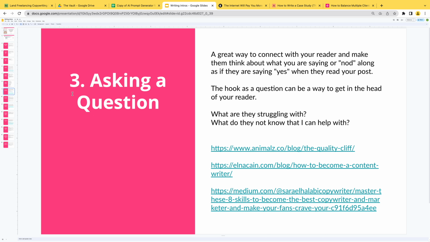The next way you can create a hook is by asking a question. You want to connect with your reader and make them think about what you are saying by them nodding, yes, I understand what you're saying, I get it, I want to keep on reading, kind of thing. This is what will hook the reader to keep on reading. So when you're writing, think about what the readers are struggling with and what they do not know that you can help them with in your writing, right?